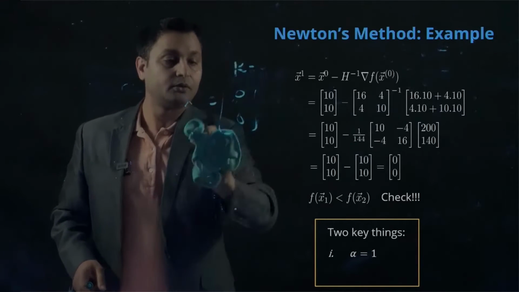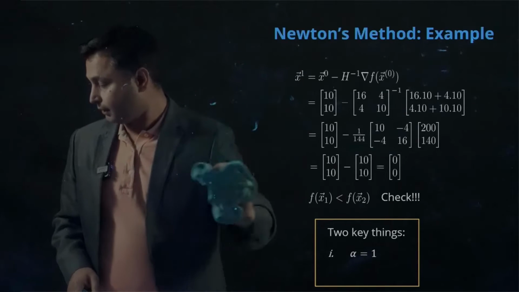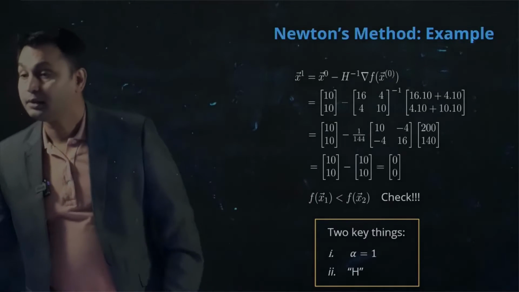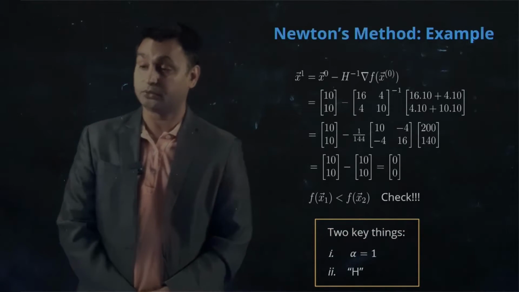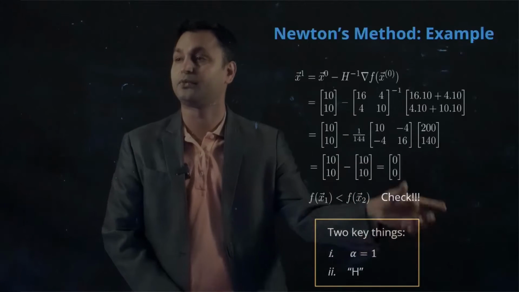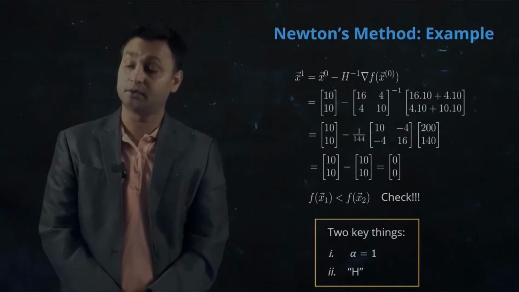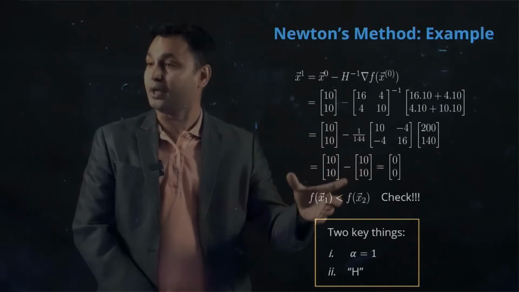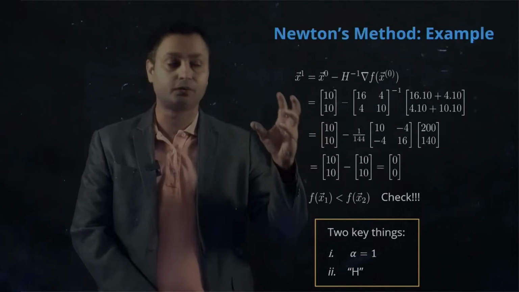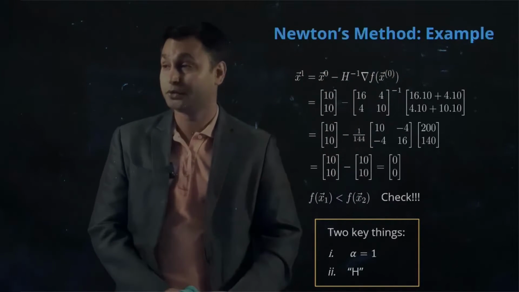And then, you are also using the Hessian information, which is not there in the gradient descent approach. So these are the two key differences from the gradient descent approach that we have talked about. Okay. So again, how do we stop it? We can do this iteratively. We can move from x0 to x1 and x2. How do we stop it?